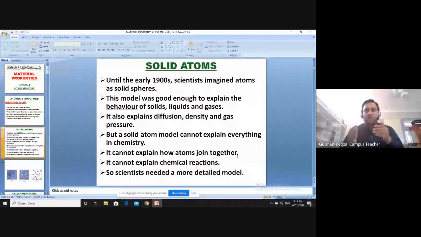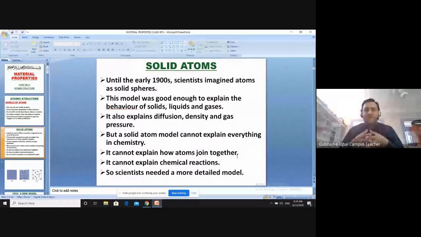Okay, and it also explains how the particles diffuse. Like for example, gas diffuses faster, liquid diffuses after the gases, and solid does not diffuse. So this is how it explains the thing. It also explains the density. The density of solid is very much higher than the liquid and the gases.